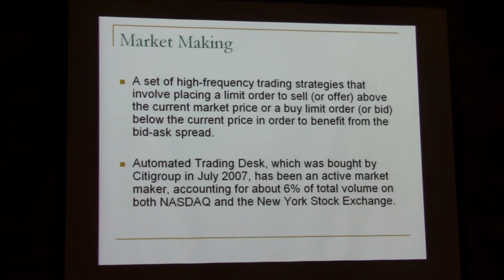Just so you know how big a deal it is, this is one example. There's a company that used to be called Algorithmic Trading Desk. They were bought by Citigroup in July 2007. They are a very active market maker. They can account for 6%, just one trading firm, 6% of the total volume of NASDAQ and NYSE. So that's pretty amazing.